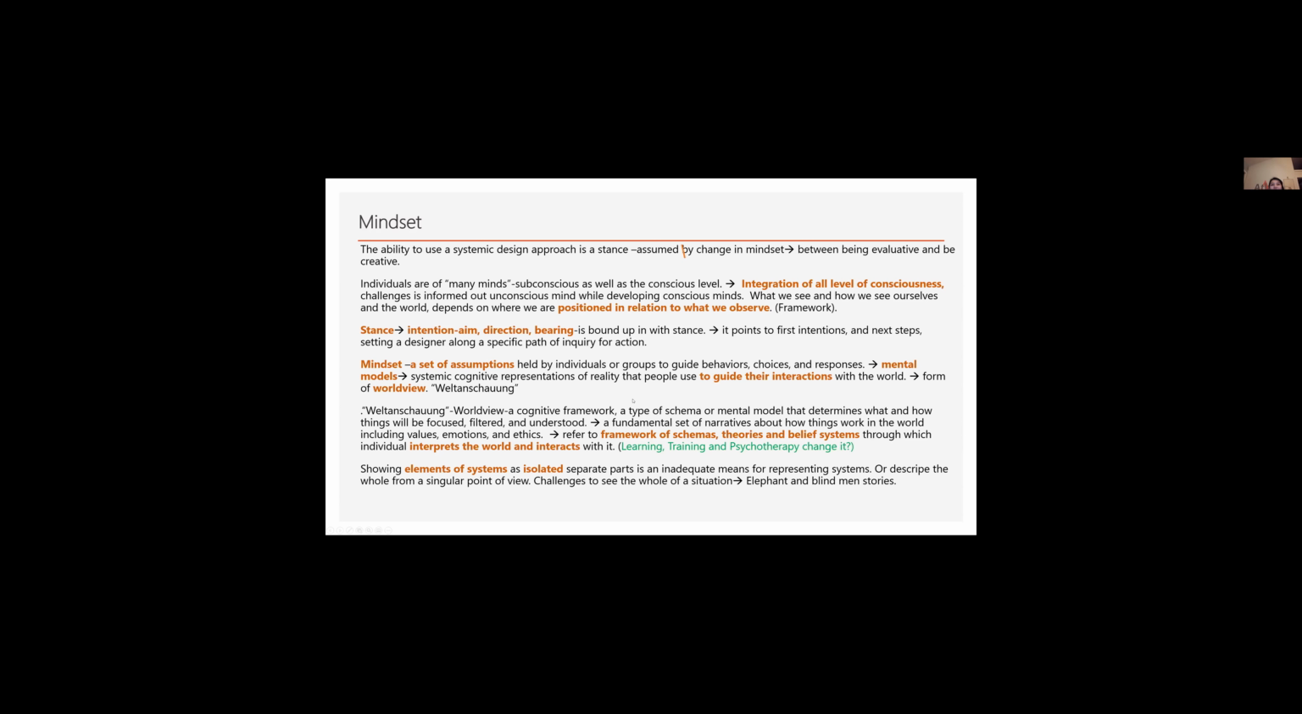It's a cognitive framework, a type of schema or mental model that determines what and how things will be focused, filtered, and understood. I think this is very critical. How we understand the world is how we focus, filter, and understand. This is our mindset. It's a fundamental set of narratives of how things work in the world, including value, emotion, and ethics. It refers to the framework of schemas, theories, and belief systems through which an individual interprets the world and interacts with it. So this mindset is so critical.